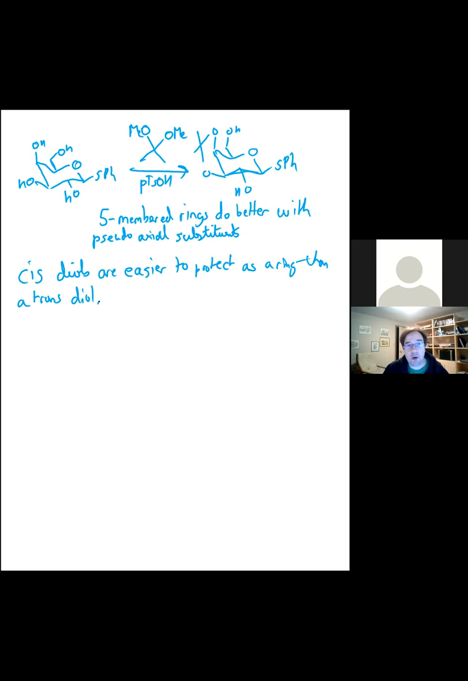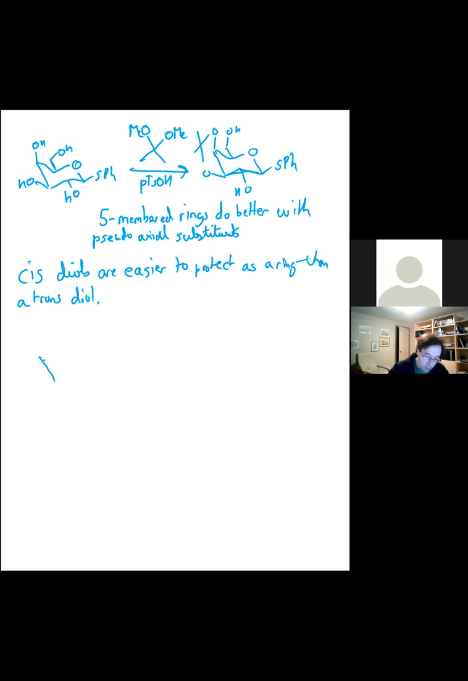So the mechanism is identical to what we just saw with benzylidene, dimethoxybenzylidene acetal. It's the same kind of idea. I'm not going to draw the same mechanism again. It's absolutely the same. It's just that everything's in equilibrium. It falls to the thermodynamic sink, and that is the cis here.